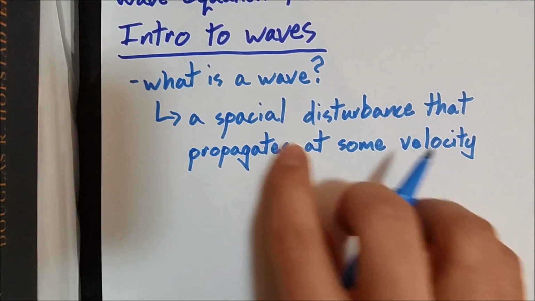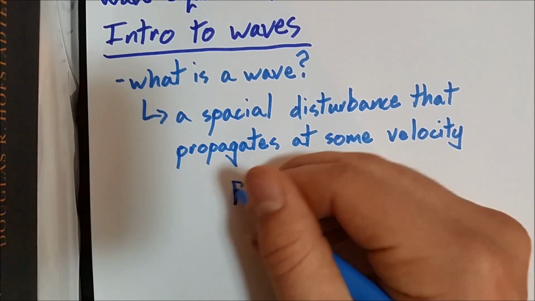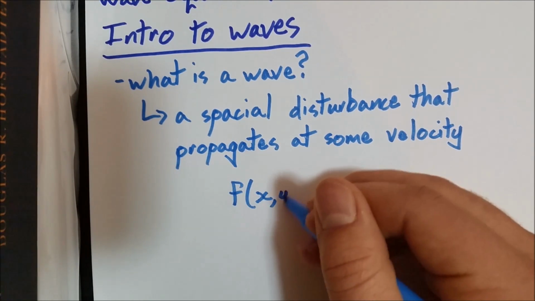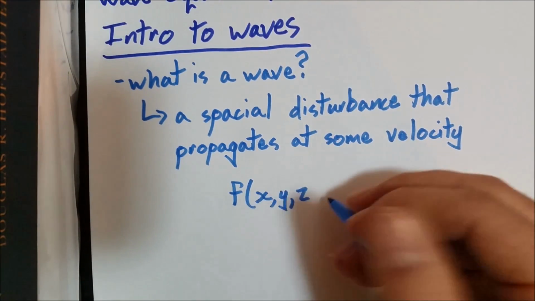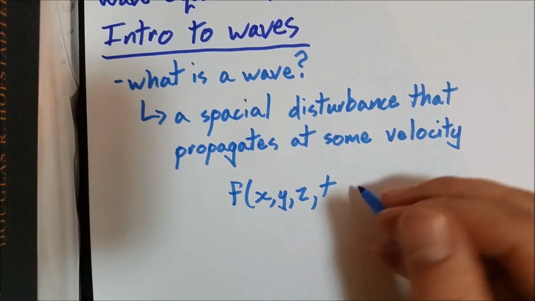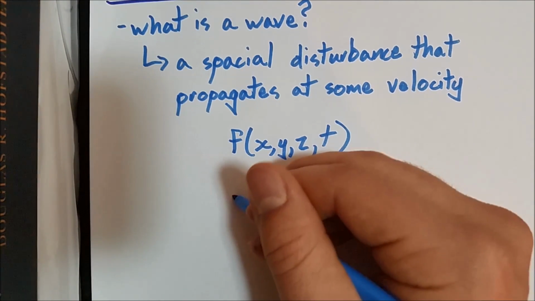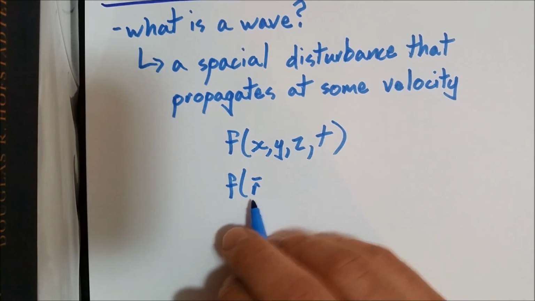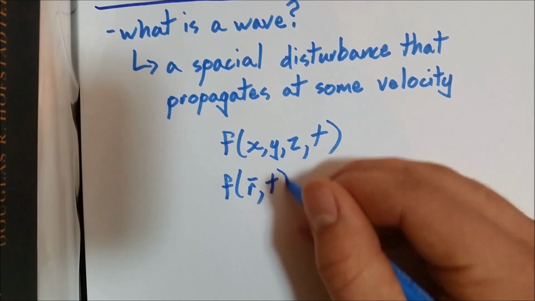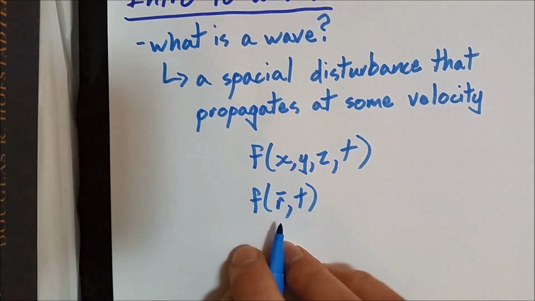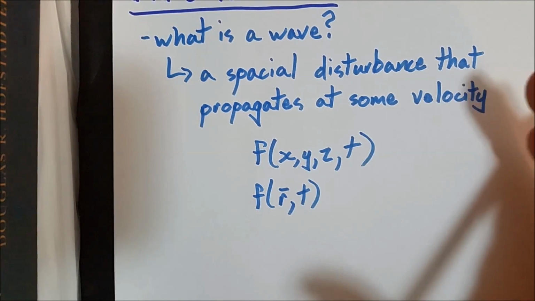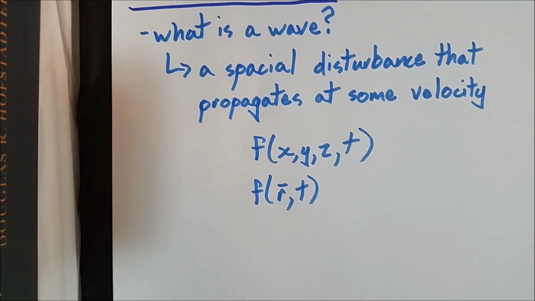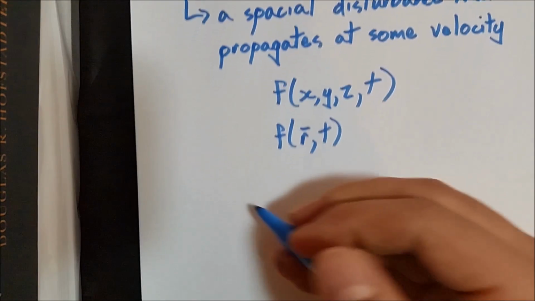And it is usually characterized as a function of both space, so x, y, and z in Cartesian, and time, t. Or more generally, it can be characterized as some function of a vector of space and time. So you might be like, what does this all mean? What does a spatial disturbance that propagates at some velocity look like?